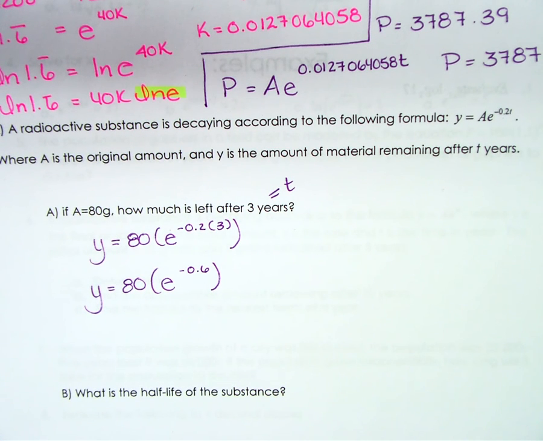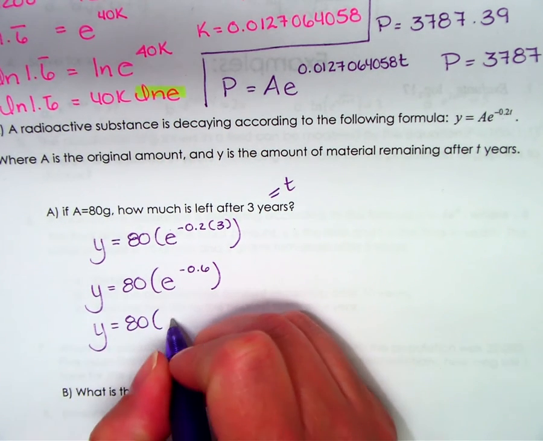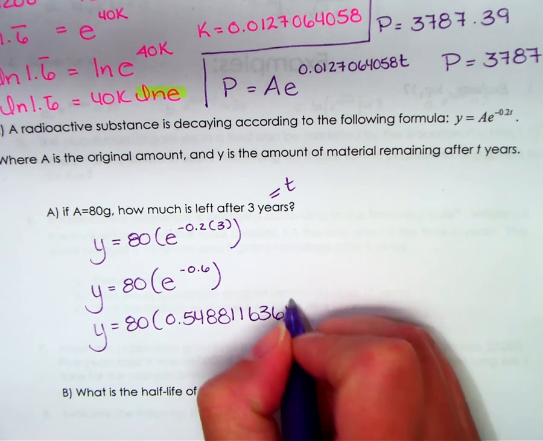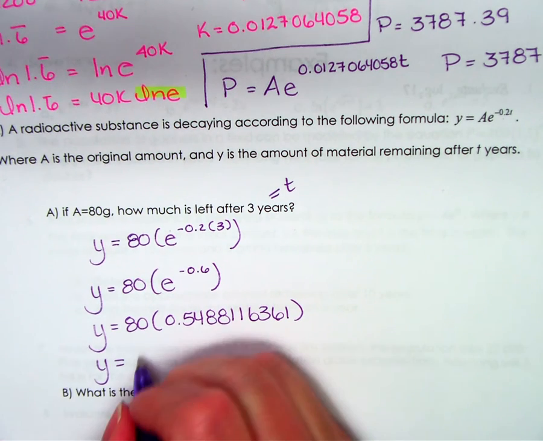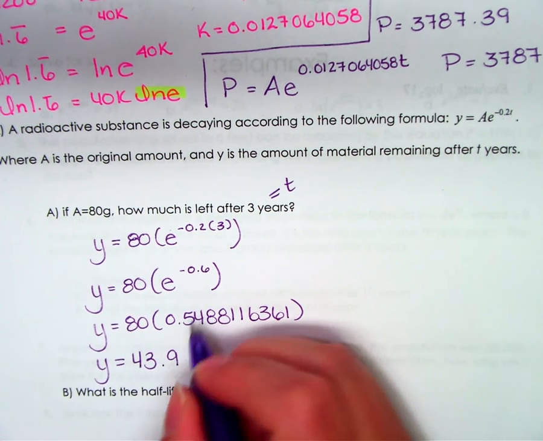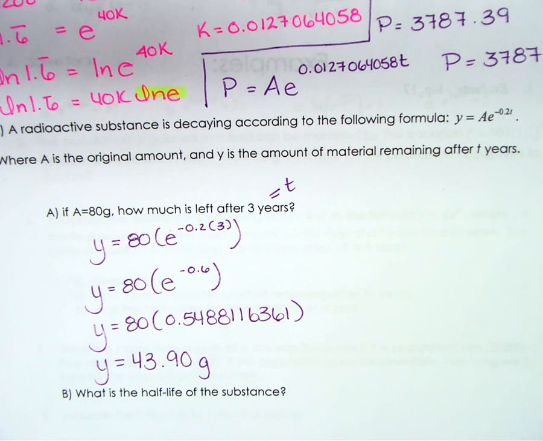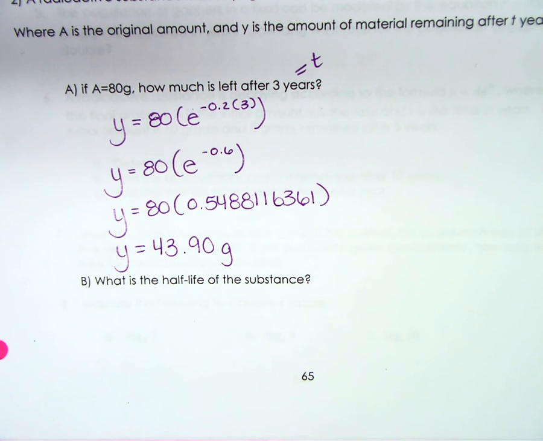So, straightforward, I'm going to put that into my calculator. Don't forget your negative button. That's it. So it's a nice, easy plug and chug one.